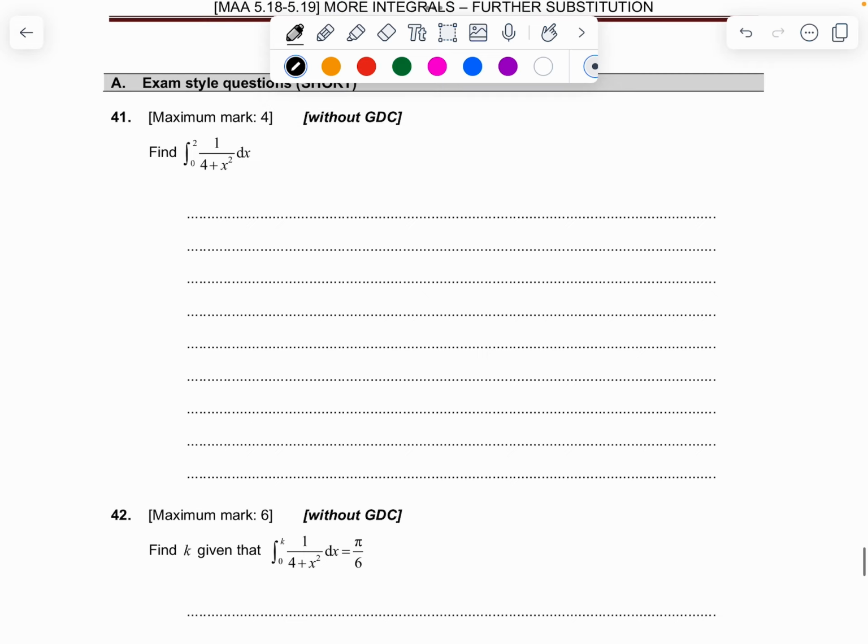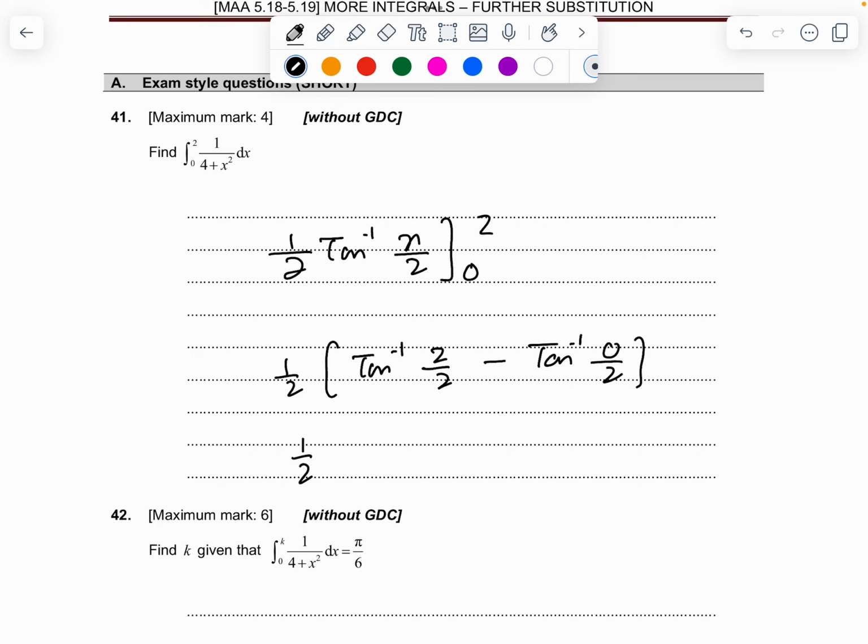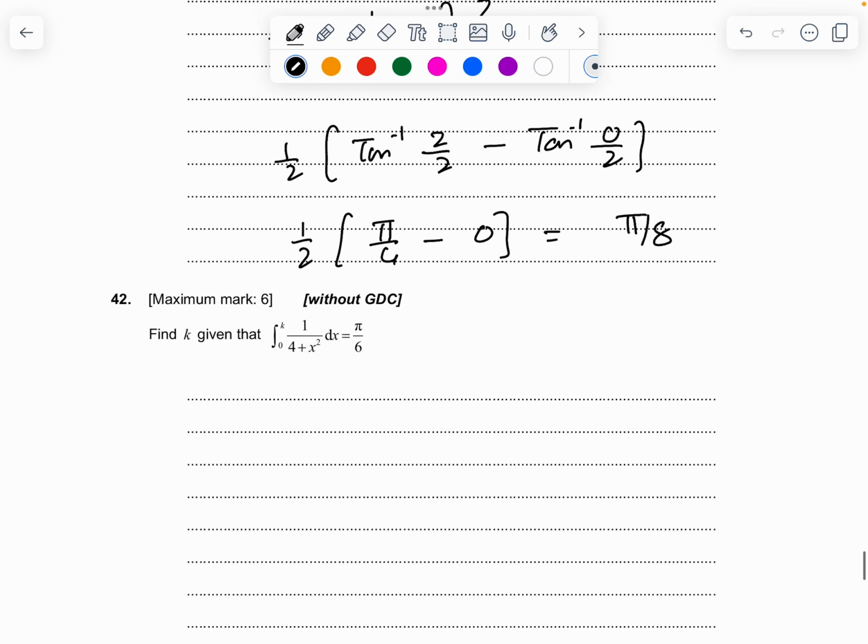Now this is 1 upon a tan inverse of x upon a. The limits are 0 to 2. Substitute the upper limit, it becomes tan inverse of 2 upon 2 minus tan inverse of 0 upon 2. Tan inverse of 1 is pi by 4, tan inverse of 0 is 0. So pi by 8.